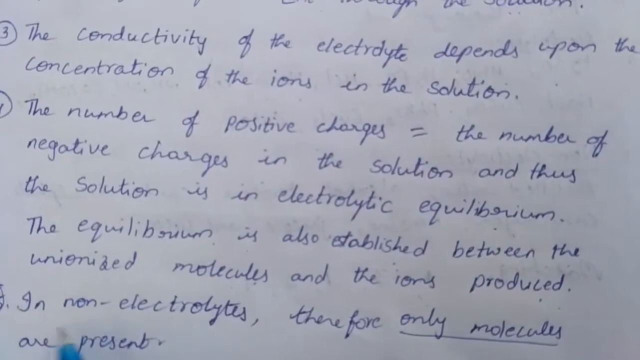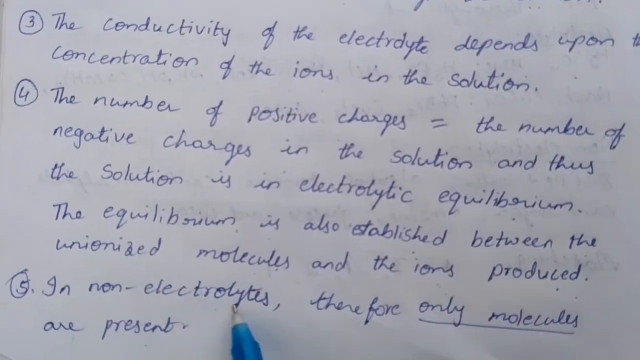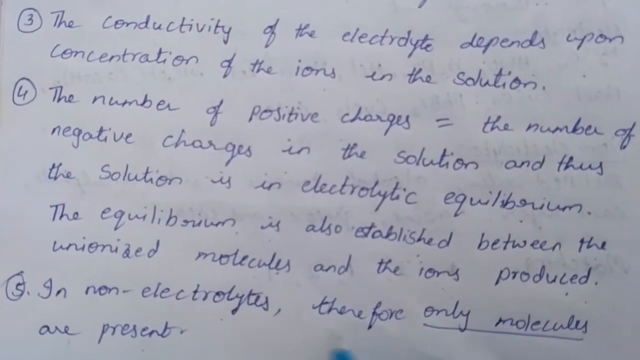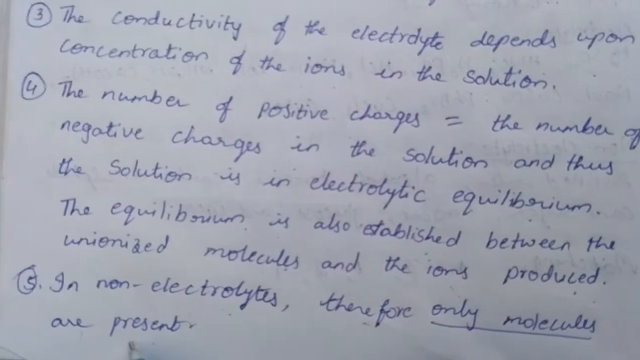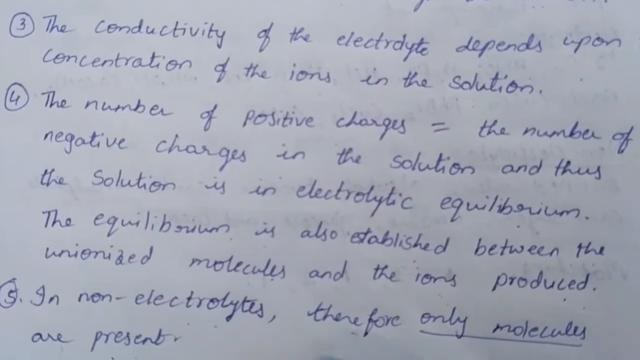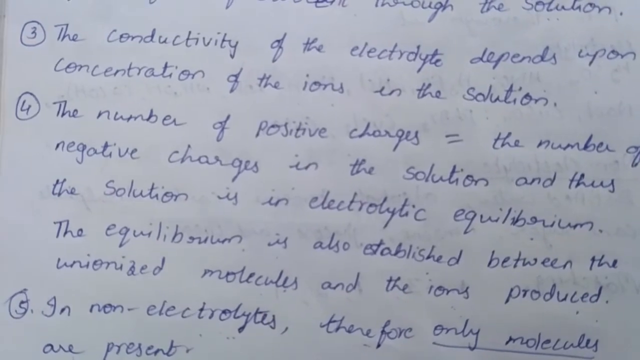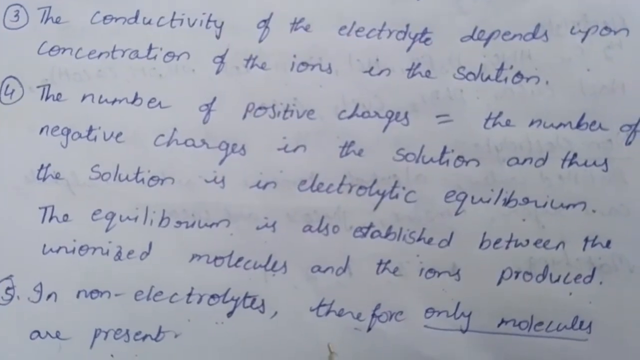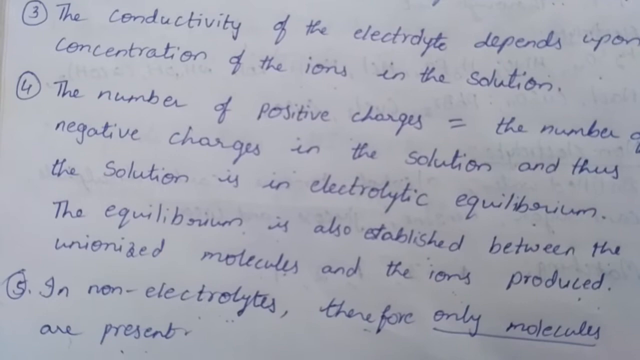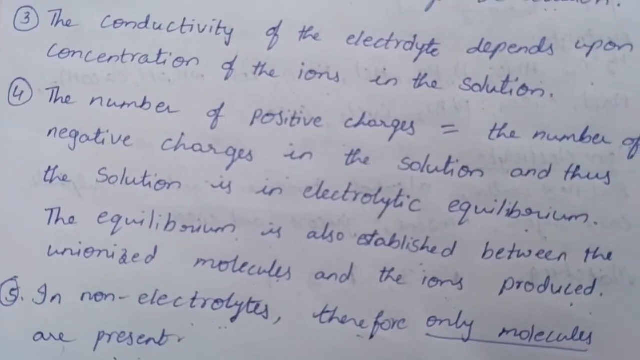In non-electrolytes, only molecules are present. In electrolytes, ions are present. If those are strong electrolytes, only ions. If those are weak electrolytes, they contain molecules as well as ions.